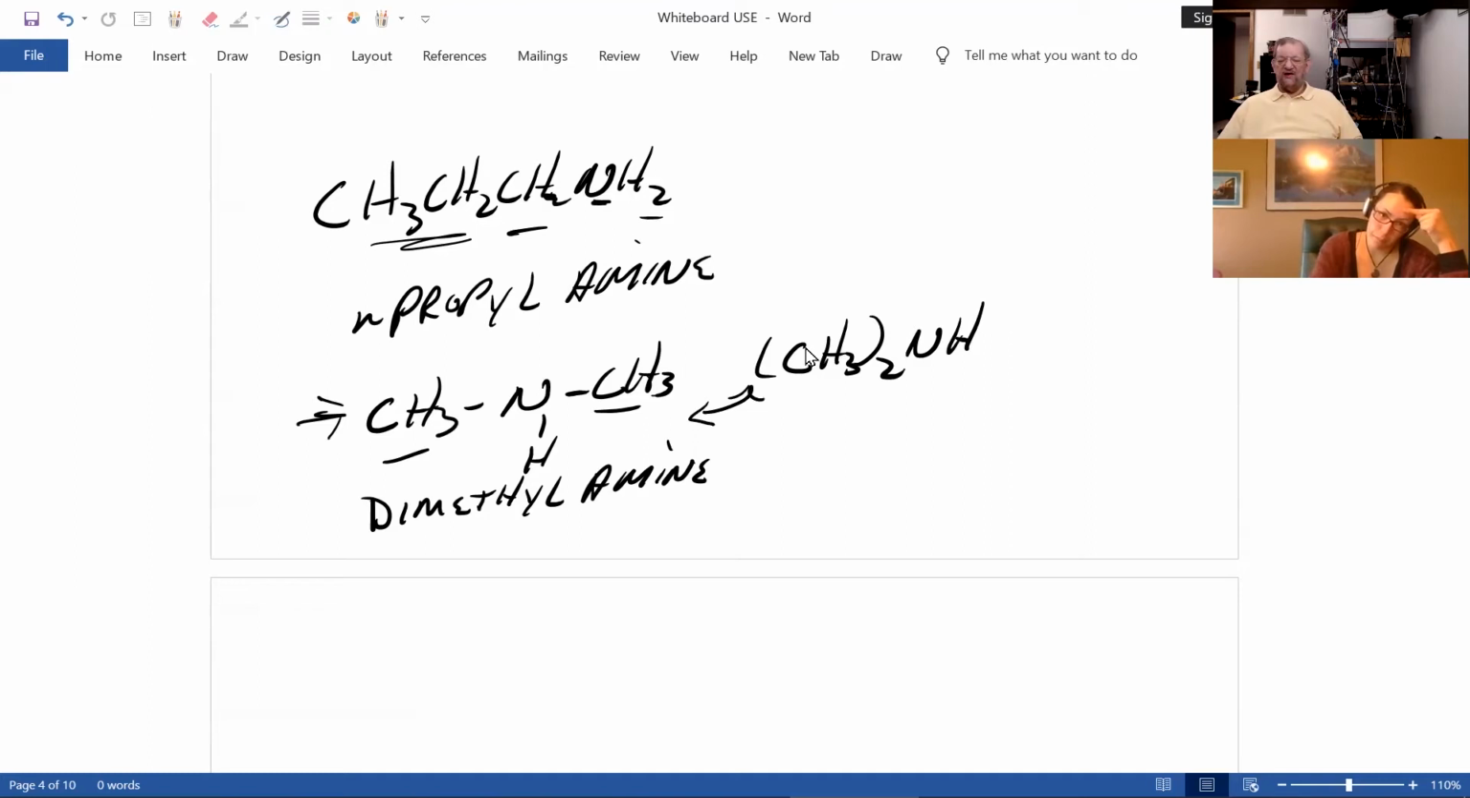And notice this tells me I have 2 methyl groups on nitrogen. Why is there only 1 hydrogen? Because in an amine, at this point, you have 3 bonds to nitrogen. I already have 2, and therefore that's why I have 1 hydrogen.